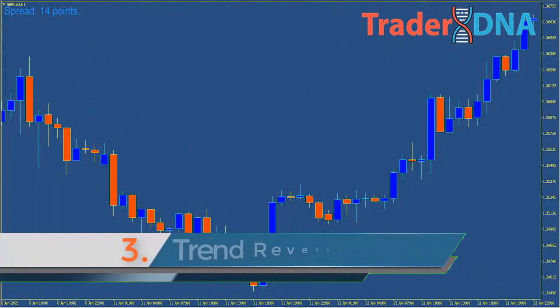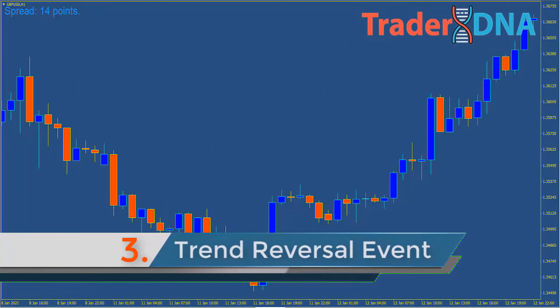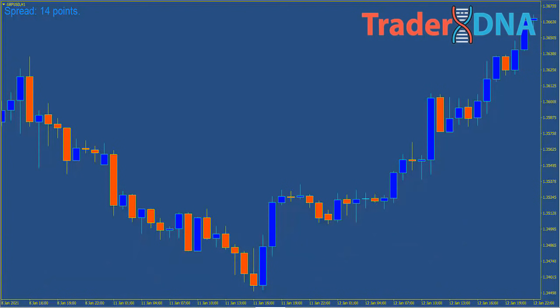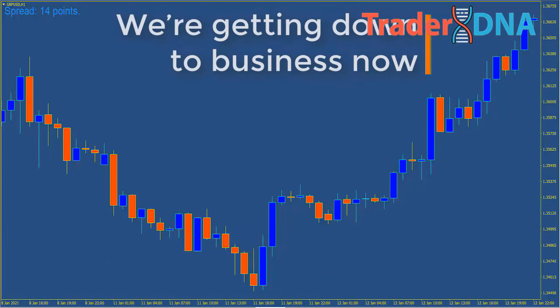Step 3. The trend reversal event. Now we've got a trend, and we've got an indicator or pattern telling us that a trend reversal might be on the chart. Now we are on to stage 3 of the 5-stage process. So, we're getting down to business now. What is a trend reversal event?